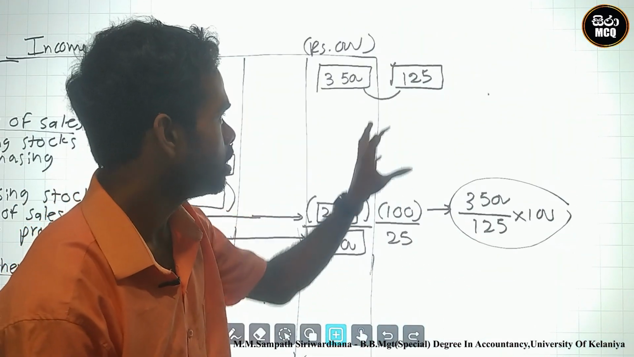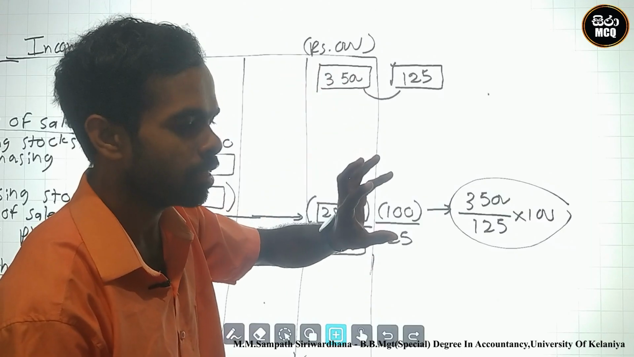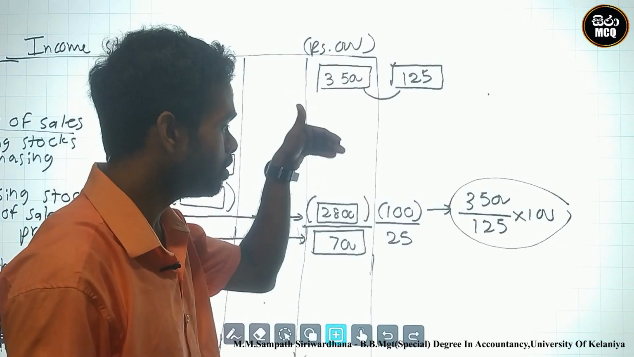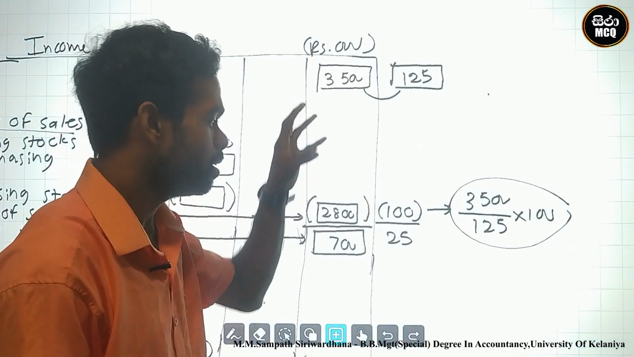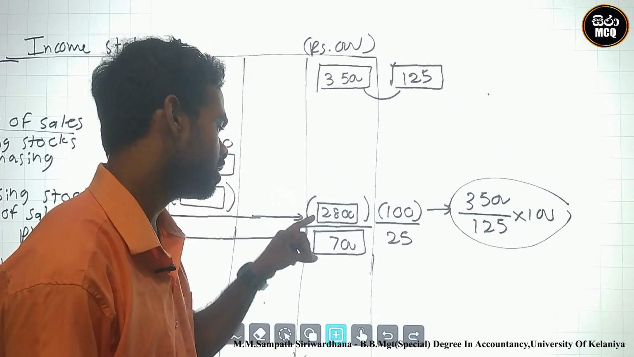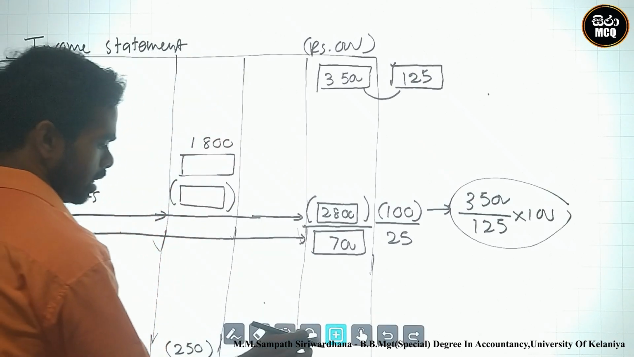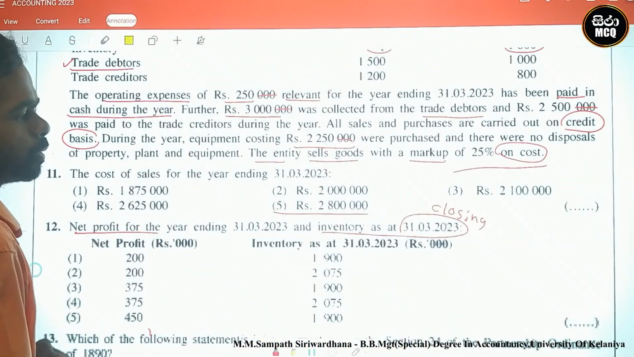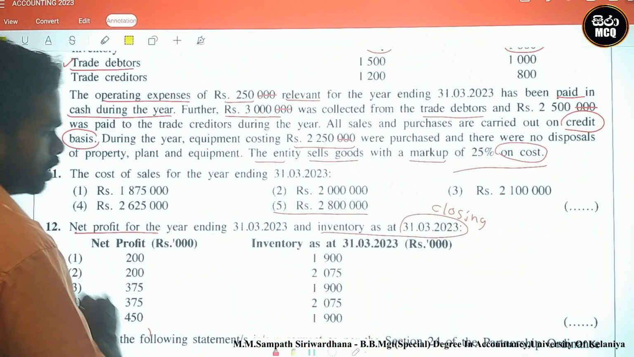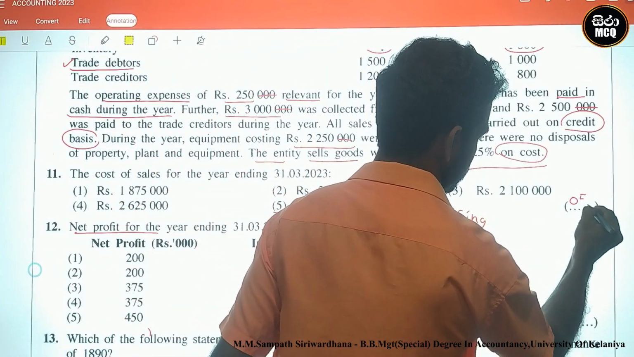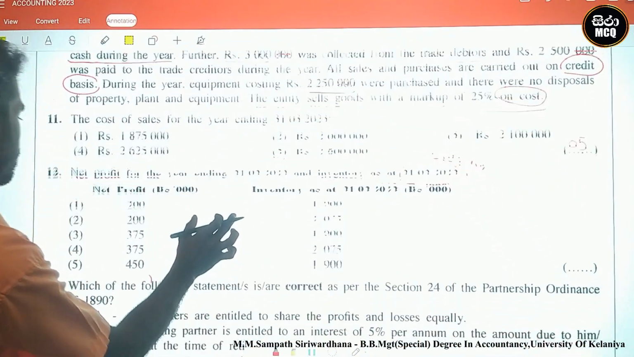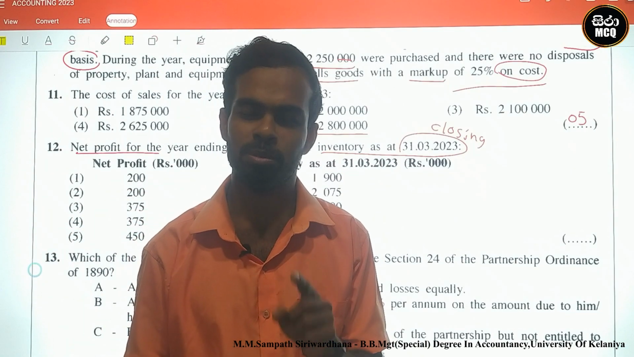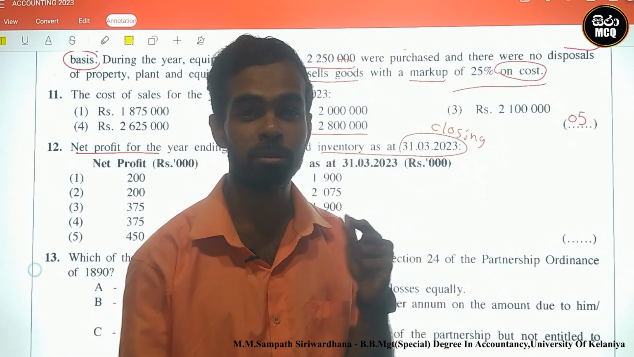Okay, we find the trade debtors information. Firstly we find the sales using the trade debtors. After that we connect the percentage. After that we can find the cost of sales. 2800 is the answer for question number 11. After that we must identify the net profit for the year and closing inventory. Okay, in the next video we must meet question number 12.